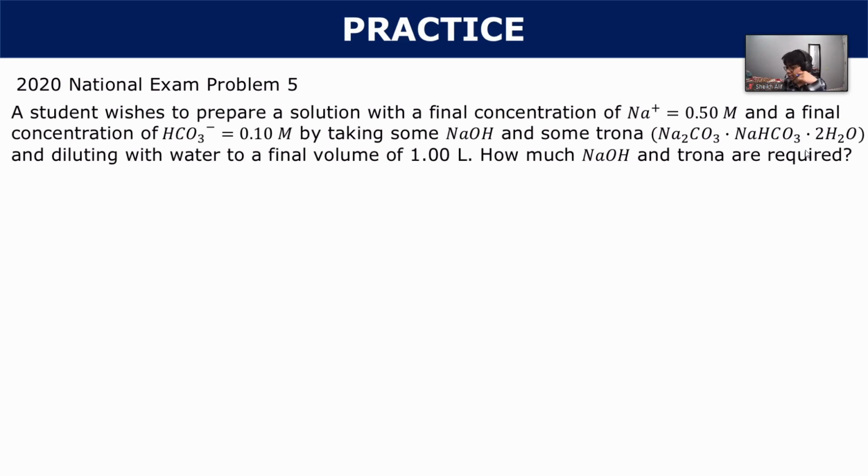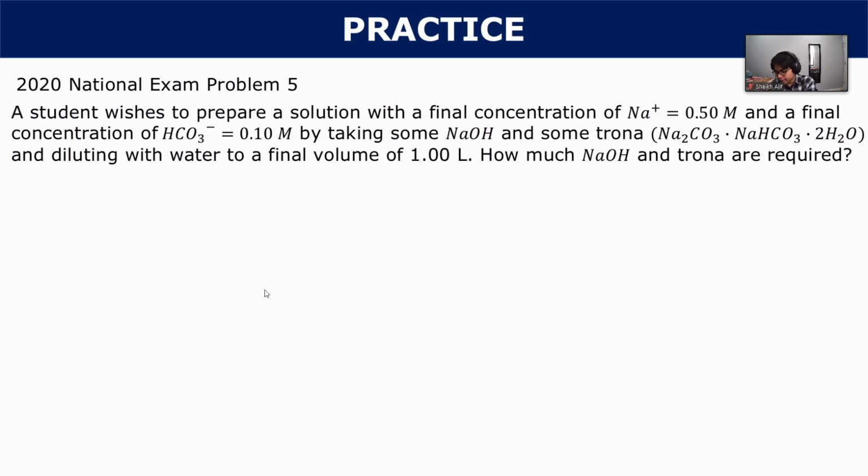Number 5, a student wishes to prepare a solution with a final concentration of Na+ of 0.5 molar and a final concentration of HCO3- of 0.1 molar by taking some NaOH and some trona, which is Na2CO3, submerged in some other stuff, and diluting with water to a final volume of 1 liter. How much NaOH and trona are required?